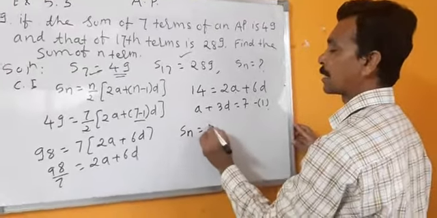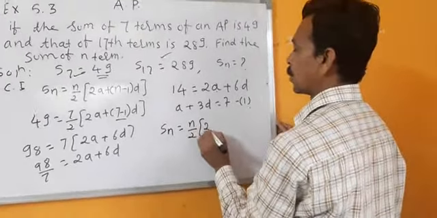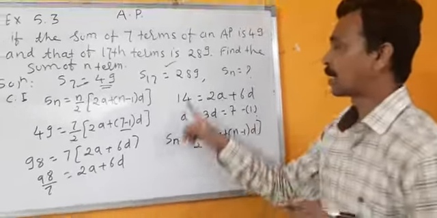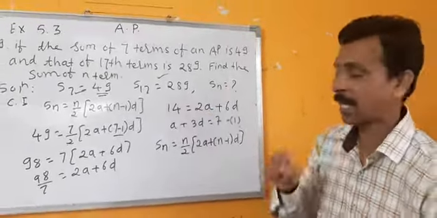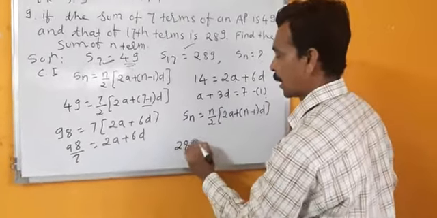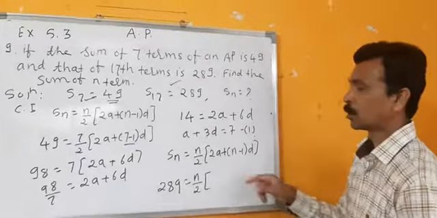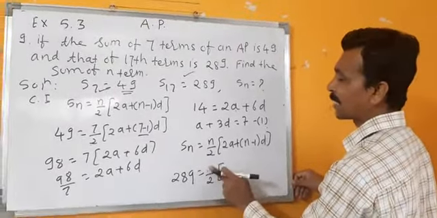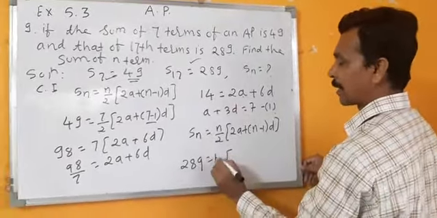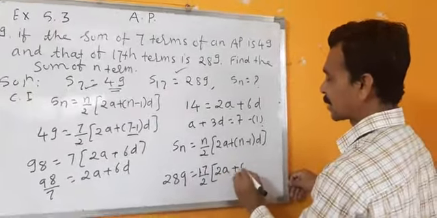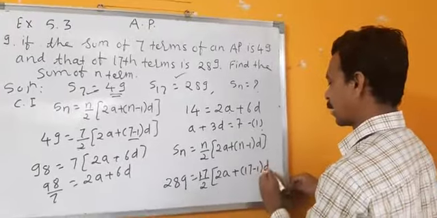Again I write Sn is equal to n by 2 into 2a plus n minus 1 into d. What is the value of Sn here? 289. So 289 is equal to n by 2 into 2a, but n is given. n is 17. Plus 17 minus 1 into d.